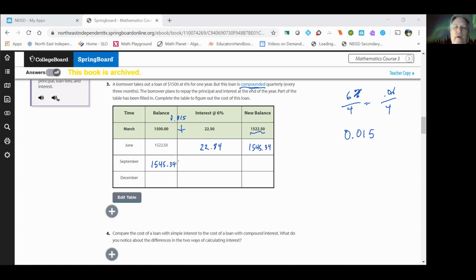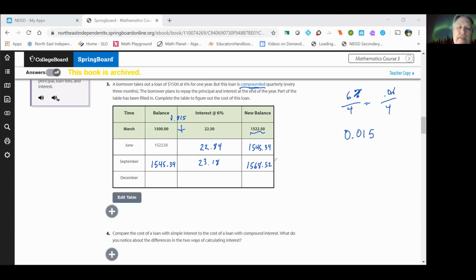1,545.34. Then we're going to multiply that times the interest rate. So we're going to take that amount, 1,545.34, times the 0.015, and we're going to get 23.18. I'm going to add these two together, 1,545.34, and we're going to get $1,568.52.